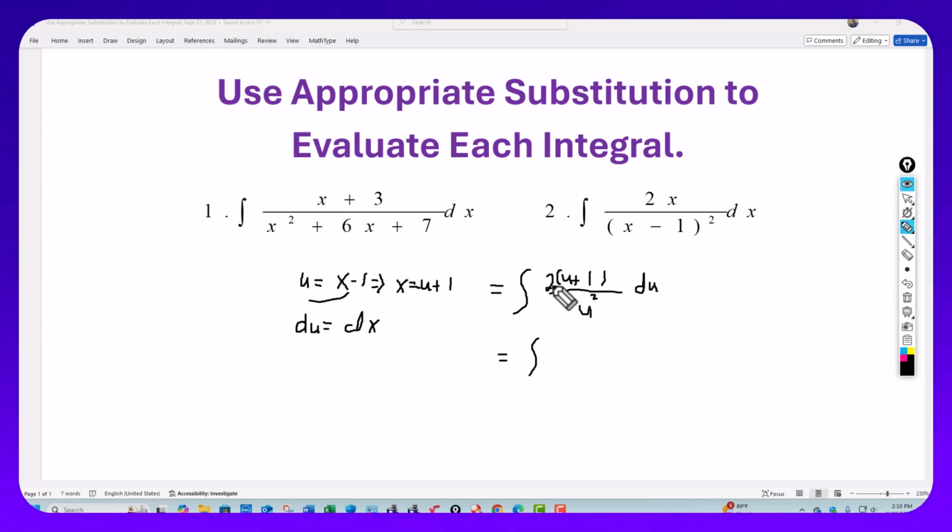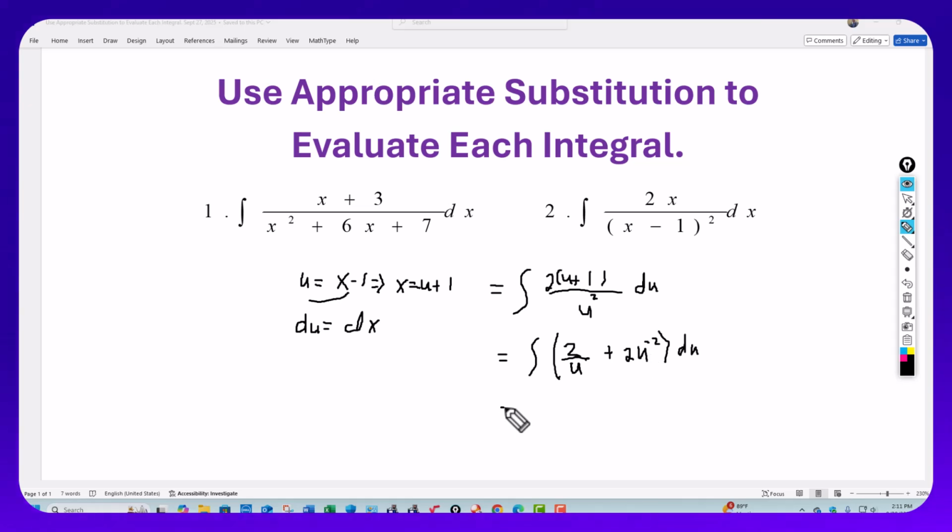So let's simplify here. Multiplying by 2, it'll give me a 2u over u squared. One u cancels out, and I get 2 over u. And then I've got a plus 2 times 1, which is 2 over u squared, but I'm going to write that as 2u to the negative 2.